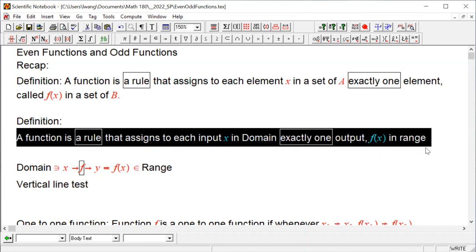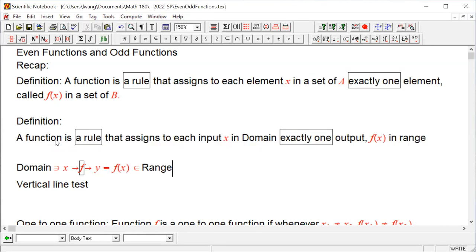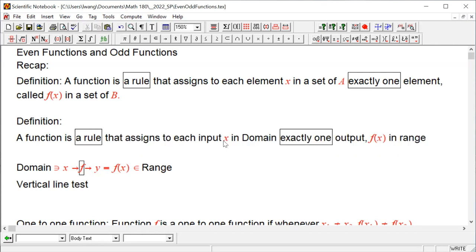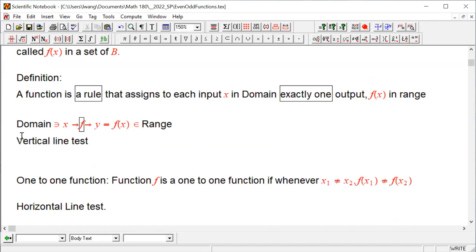So when we tweak the definition to make it shorter, this function is a rule that has to satisfy the condition spelled out in the definition. For each input in the domain, it has to have exactly one output in the range. So every rule has its domain and range, and we talked about the vertical line test. And we also have done those examples of functions.